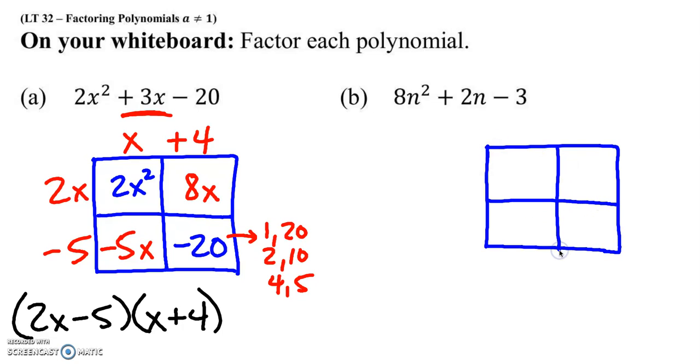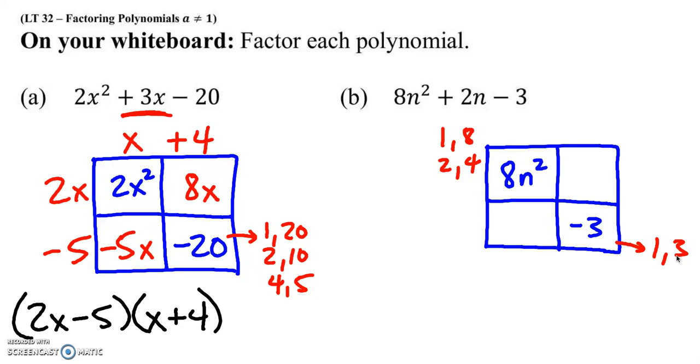8n squared. I know the 8n squared goes here on top, but I don't know if this is going to be 1n and 8n, or 2n and 4n. The good news about negative 3 is that the only option is 1 and 3, and I know the signs must be different. So one will be positive, one will be negative. Let's see if we can figure out what goes where.